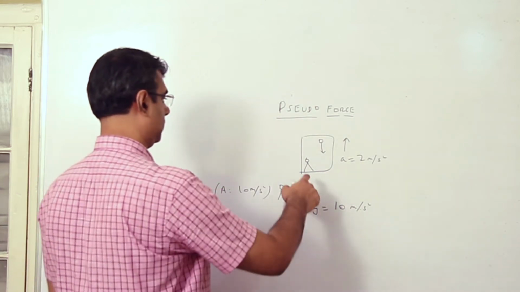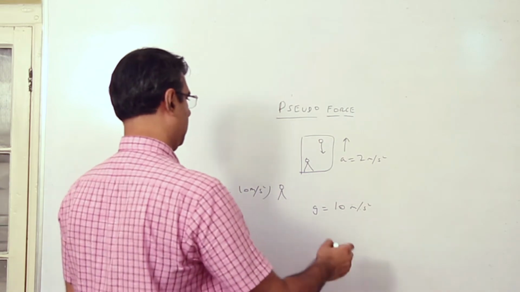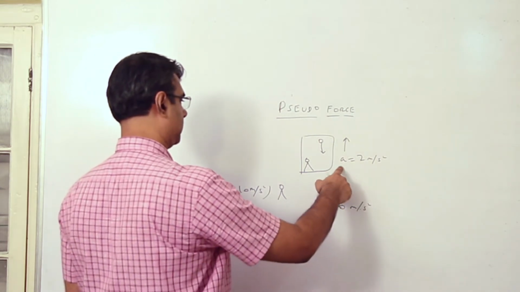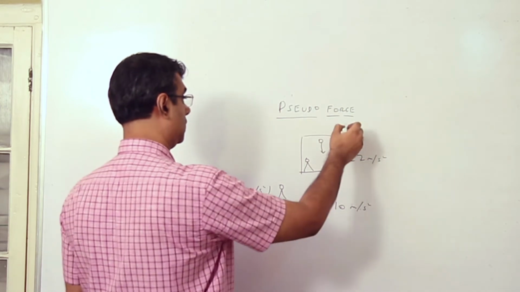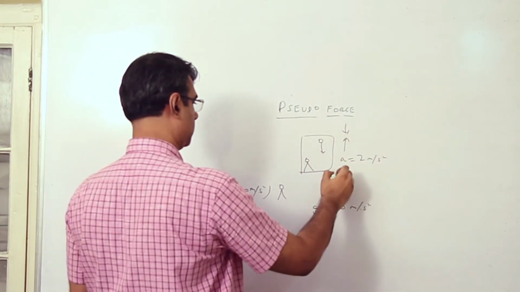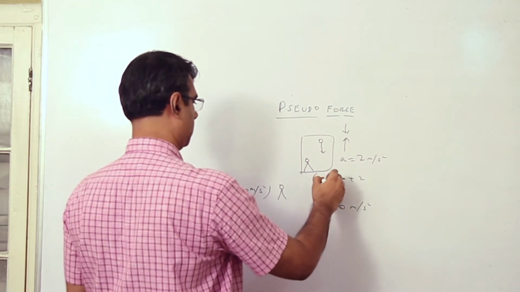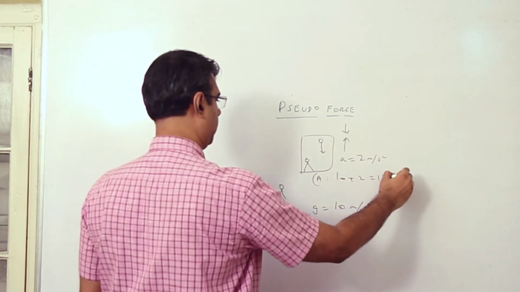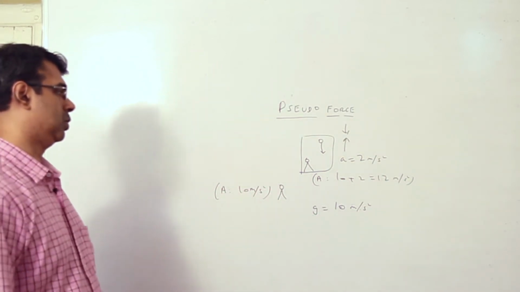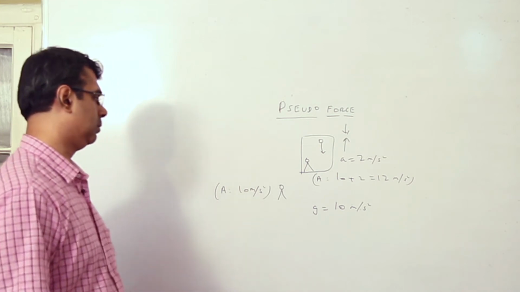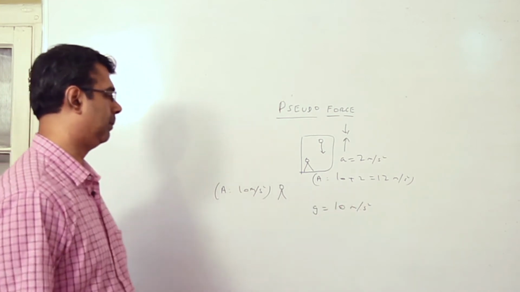Now for this person, the acceleration of the lift is upward, whereas gravity is downward. So in relative terms, the answer given by this person will be 10 plus 2, that is 12 meters per second square. So using the concept of relative motion, the answer given by this person is 10 and this person is 12.